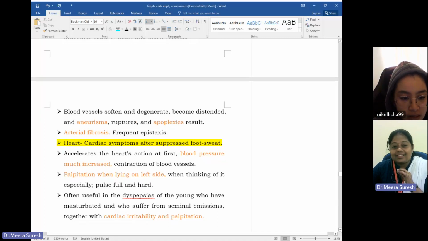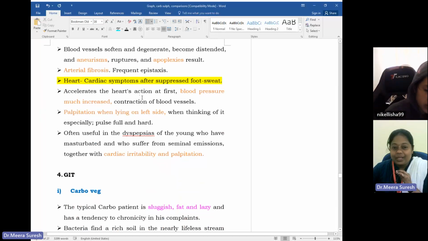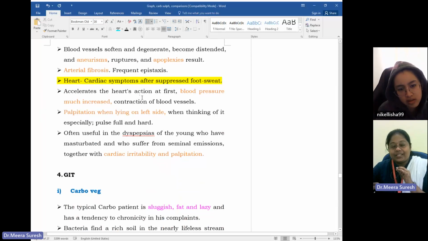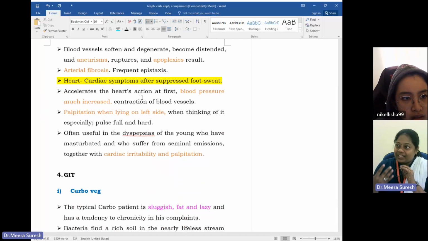Then this is like a strange symptom. Heart. I don't know whether we will ever get this symptom in case taking, but cardiac symptoms from suppressed foot sweat. I mean, we can get foot sweat that gets suppressed and then manifests as throat symptoms, tonsillitis, or ear affections. We can get like that, but a heart complaint from foot sweat, I don't know. But I saw that and I felt it was so strange. This I put in yellow.